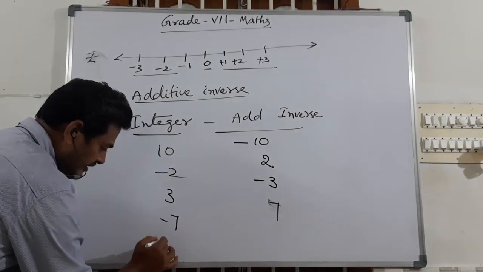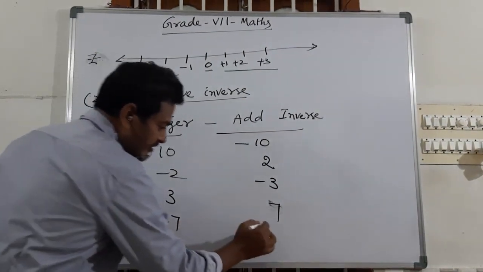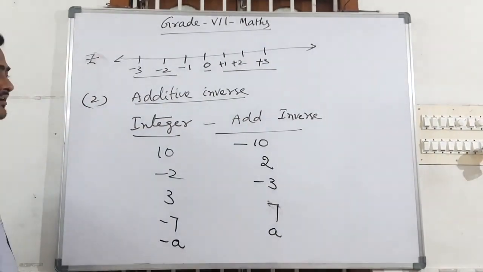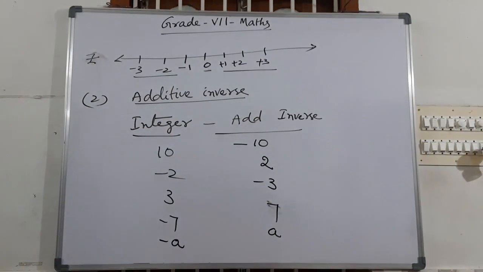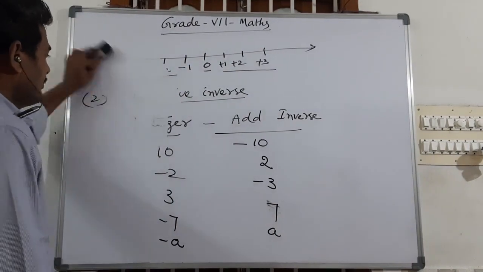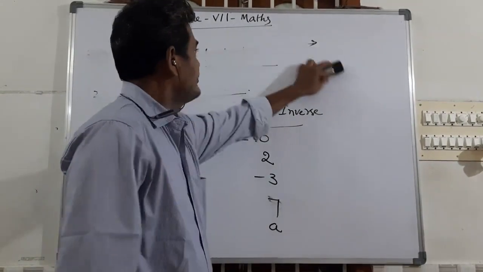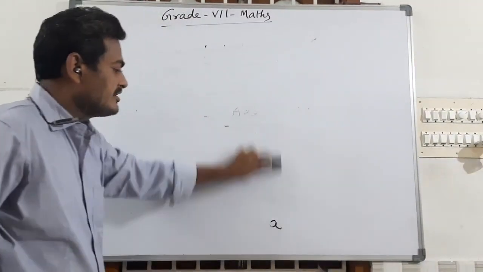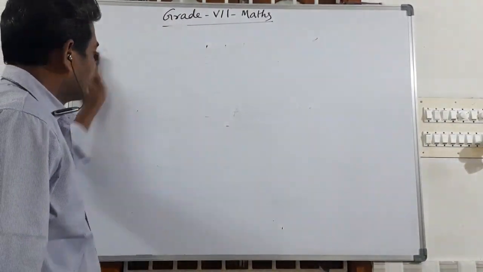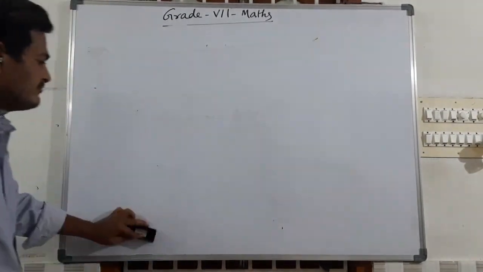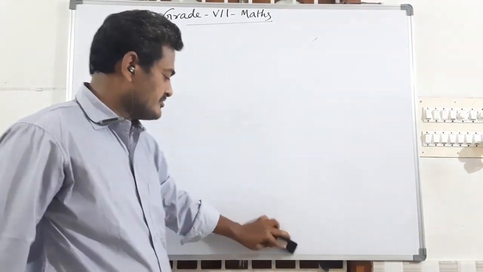For example, if you take minus a, for this a, the integer and additive inverse. Additive inverse means the inverse negative symbol. For an integer we have the positive symbol, and for the additive inverse we have the negative symbol.